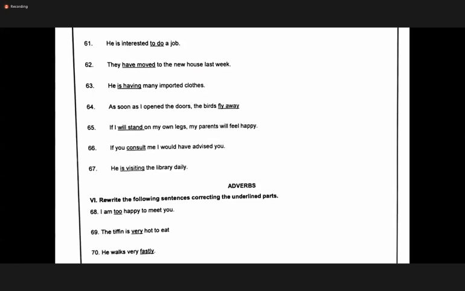63. He is having many imported clothes. He has. He is third person singular, right? You have to use singular verb. Has. He has. Have is plural verb. So he has many imported clothes.